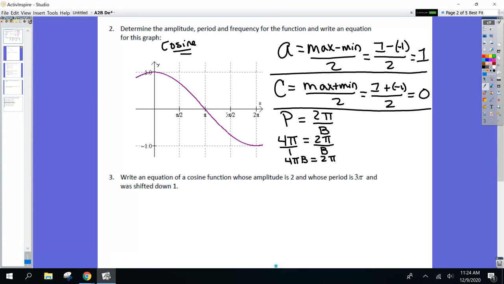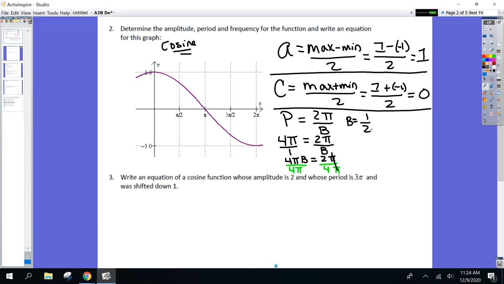Still got to get B by itself, Will. So what should I divide both sides by to get B by itself? 2 pi. Oh, 2 pi doesn't have the B with it, though. What's got the B with it that I want to get rid of? 4 pi. Divide by 4 pi. What's going to cancel out, Will? The pi. Yep. So the pi's will go. You were right. And then what's 2 over 4 reduced down to? 1/2. There you go. So I got my B value is 1/2. Everyone see how we got to that point? That the B is 1/2.